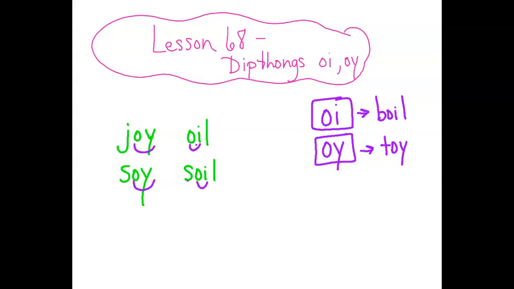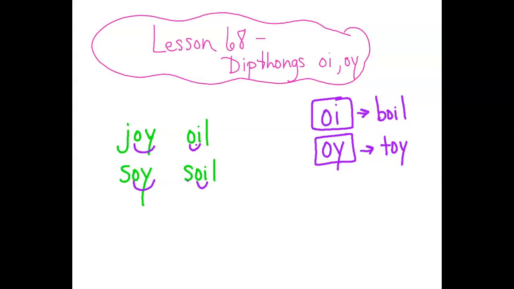These are the regular spelling patterns for diphthongs O-I and O-Y. Diphthong O-I is usually found in the initial or medial position. Diphthong O-Y is usually found in the final position.